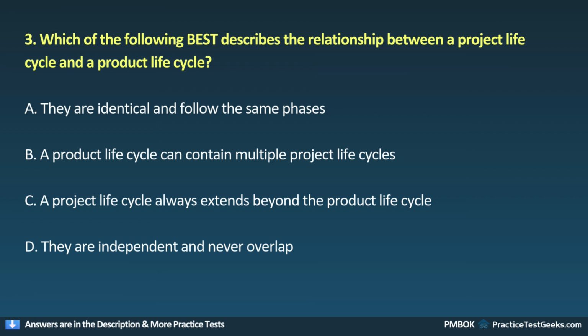3. Which of the following best describes the relationship between a project lifecycle and a product lifecycle? A. They are identical and follow the same phases. B. A product lifecycle can contain multiple project lifecycles. C. A project lifecycle always extends beyond the product lifecycle. D. They are independent and never overlap.